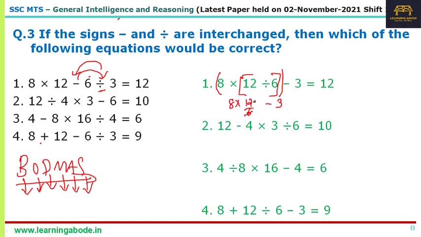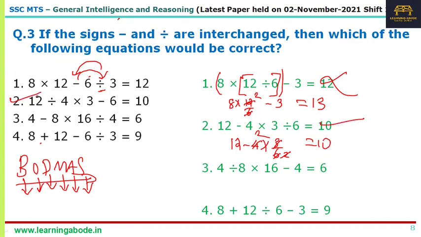Now 12 by 6 is 2, so 8 into 2 is 16, 16 minus 3 is 13. So option 1 is ruled out, option 1 is not my answer. Now the second one, 12 minus 4 into 3 by 6. Now 3 by 6 is half, so 4 into that is 2, 12 minus 2 is 10, right? You are getting 10 here. So option 2 is my right answer.